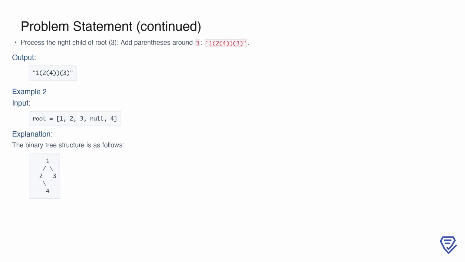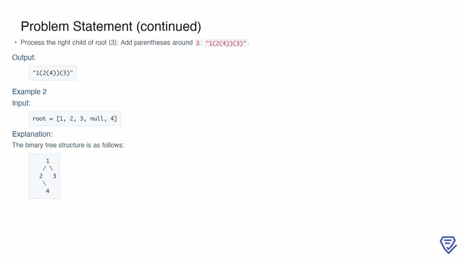Now, we move on to the right child of the root, which is node 3. Since node 3 exists, we add it in parentheses, appending (3) to the string. Combining everything, the resulting string representation of this tree is 1(2(4))(3). This captures the entire structure of the tree where the root, left subtree, and right subtree are all represented based on the rules. Another example involves a tree with the structure 1, 2, 3, null, 4.